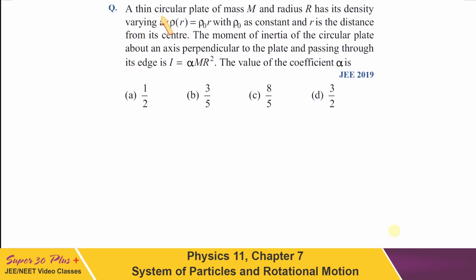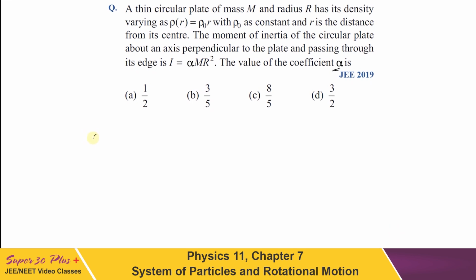A thin circular plate of mass m and radius r has its density varying as ρ0 r, with ρ0 as constant and r is distance from the center. The moment of inertia of the circular plate about an axis perpendicular to the plate and passing through its edge is I, which is alpha m r square. The value of the coefficient alpha is, we have to calculate the value of this alpha here. So let us start doing the question.